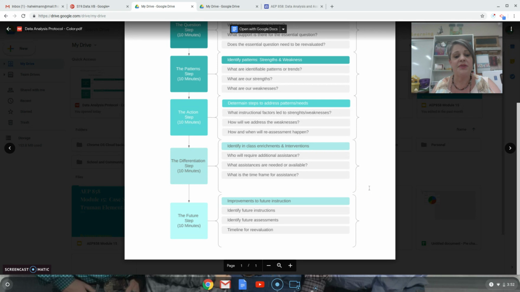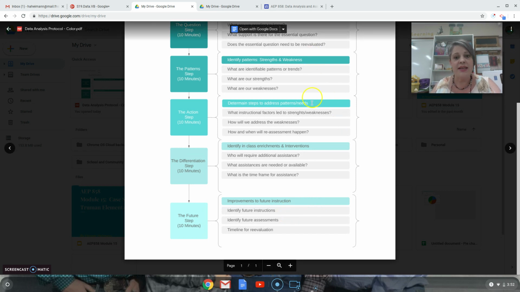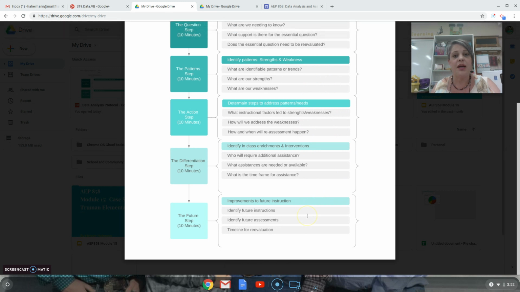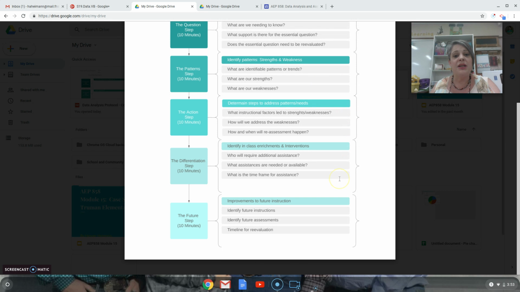And then last, we have to look to the future. This is the improvements to future instruction. We want to make sure that we are identifying future instruction. We're going to be taking this data and this information, and identifying how we're going to be moving forward, and identifying any future assessments that we're going to need to do. And then we need to make sure we have a very secure timeline for our reevaluation. We can't just say, when we get to the end of this module, we will reevaluate. We need to make sure that we're coming back together to see, did we answer our essential question? And did we make improvements? We've got to constantly be moving forward.